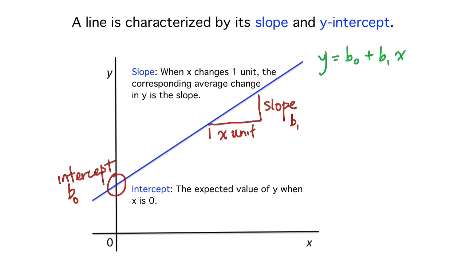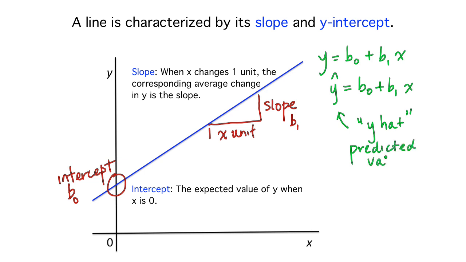This is often written as y hat equals the intercept plus the slope times x, where the hat on the y indicates that this is the value of y for the corresponding value of x that is predicted by the line that was fit to the data.